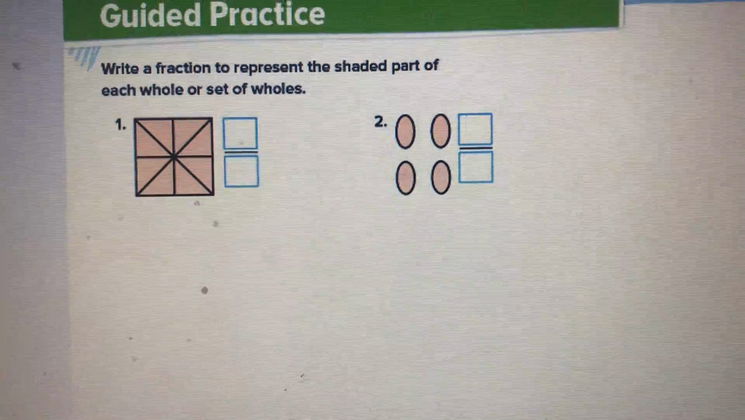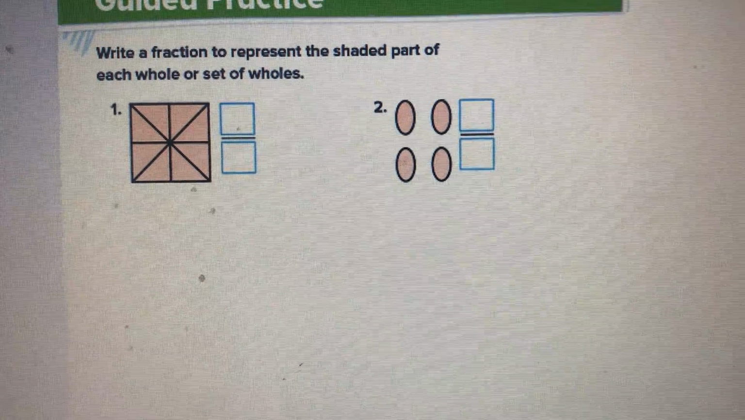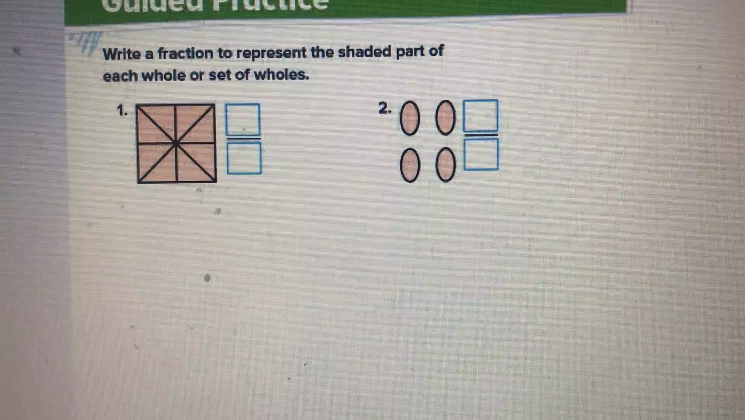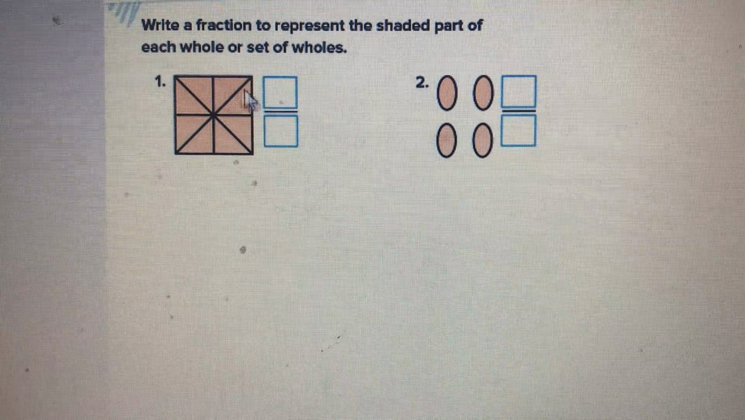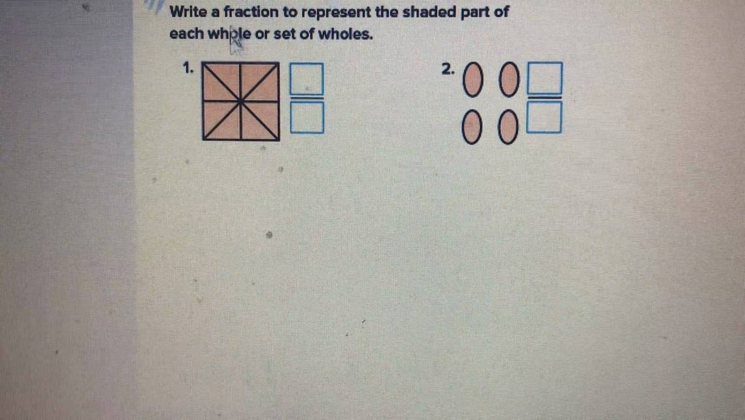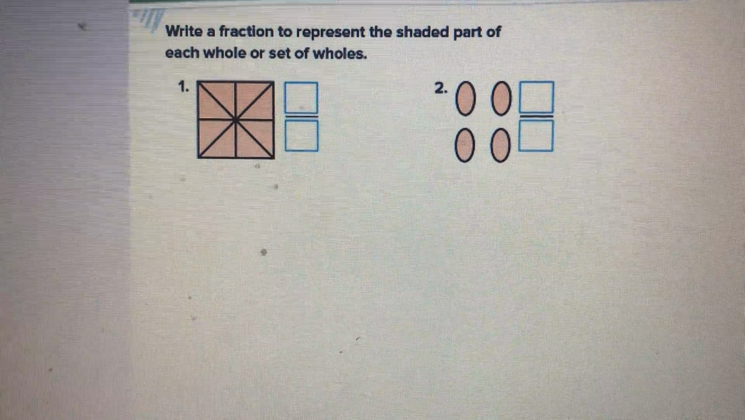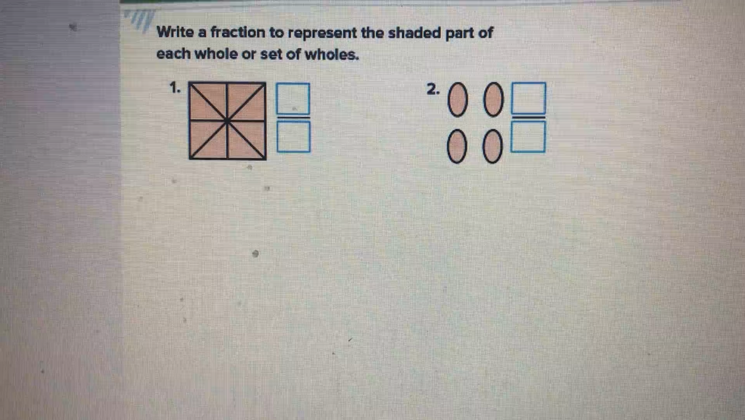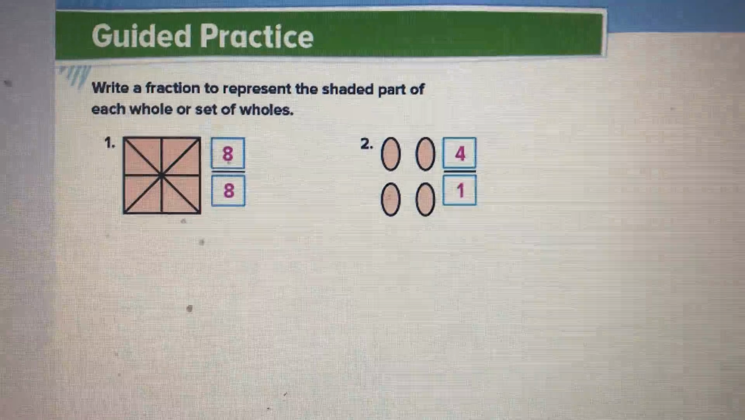Okay, write a fraction to represent the shaded part of each whole or set of wholes. Okay, so if we look at this one, we can see that there are how many parts? 8 parts. So we know that's going to be our denominator. How many are shaded? 8, or the whole thing, 8 eighths, right? See if you can do number 2. You may need to pause it so you can go ahead. Let's check our answers.